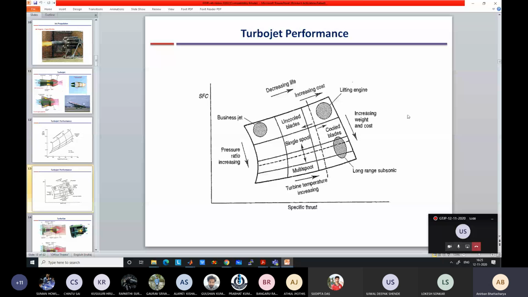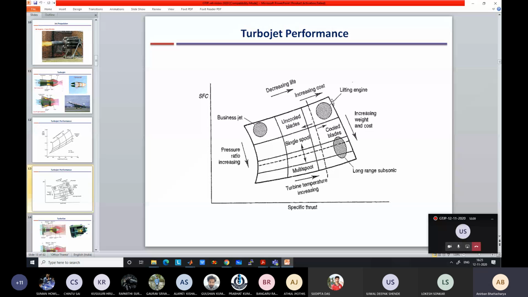No. Okay. So again, based on that, we have to decide what type of things will be there. So single spool is sufficient. You can use single spool, but cooled blades will be needed because turbine inlet temperature needs to be high to generate higher thrust. Okay. So this is the role of performance characteristics or performance maps.